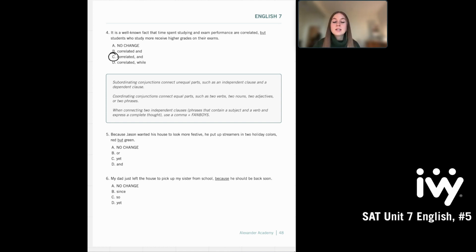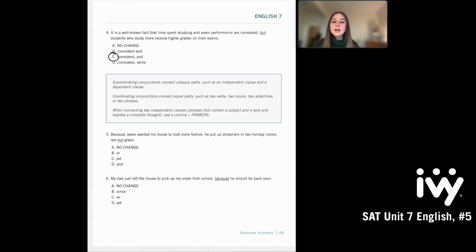Subordinating conjunctions connect unequal parts, such as an independent clause and a dependent clause. Coordinating conjunctions connect equal parts, such as two verbs, two nouns, two adjectives, or two phrases. When connecting two independent clauses, phrases that contain a subject and a verb and express a complete thought, use a comma and a FANBOYS word. We talked about this a little bit in our earlier units.